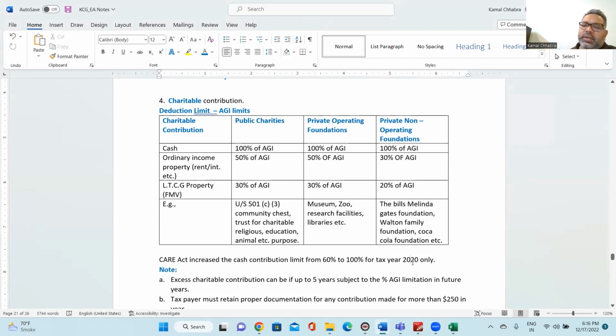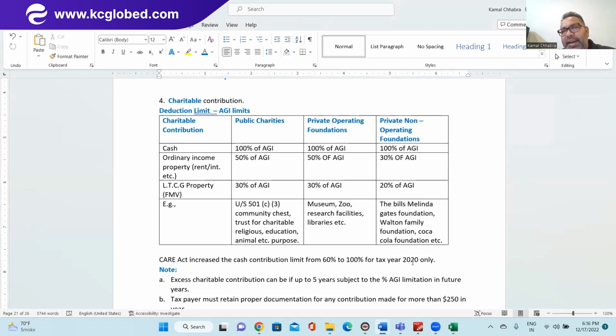Right, so this table is clear. If you are contributing in cash, then up to 100% of the adjusted gross income is allowed. If you are contributing in kind, that is either goods, services, or capital goods, for that, 50% of AGI for public charitable institution, private operating foundation 50%, and private non-operating foundation is 30%. Right, and the long-term capital gain, only the gain portion will be taxed at a rate of 30%. Right, make sense, everyone?